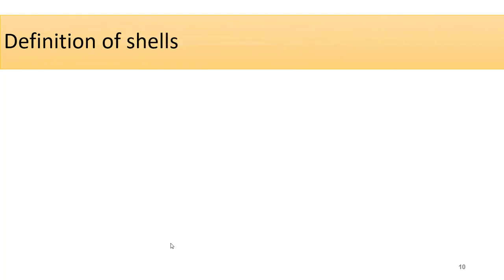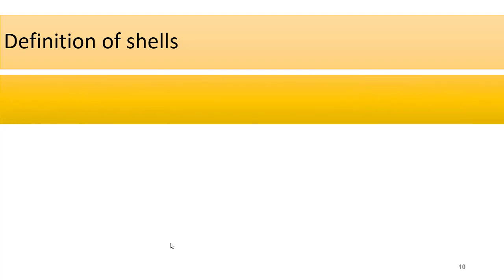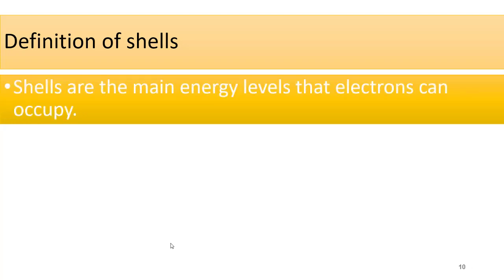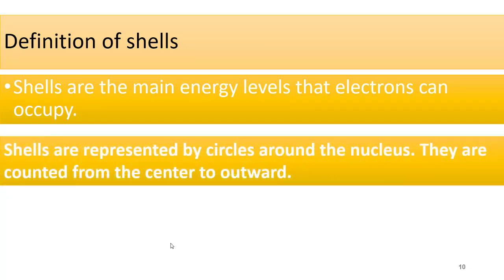Now you are able to understand the definition of shells. What are shells? The shells are the main energy levels that electrons can occupy. जो main energy levels हैं उन्हें हम shell कहेंगे and electrons reside inside these shells. Now, shells are represented by circles. You already see how we represent the shells. We represent the shells around the nucleus by circles, and they are counted from the center onward.